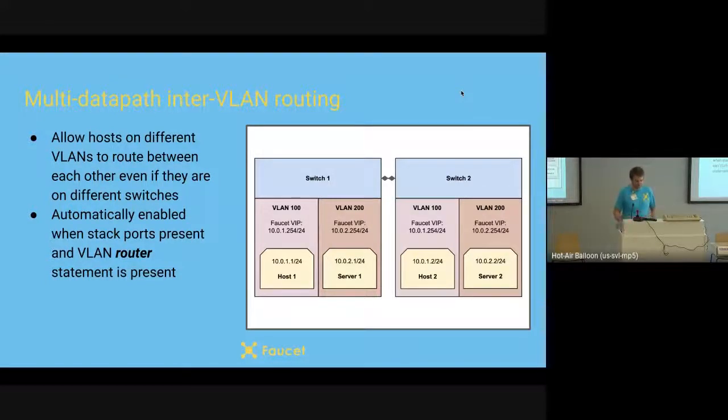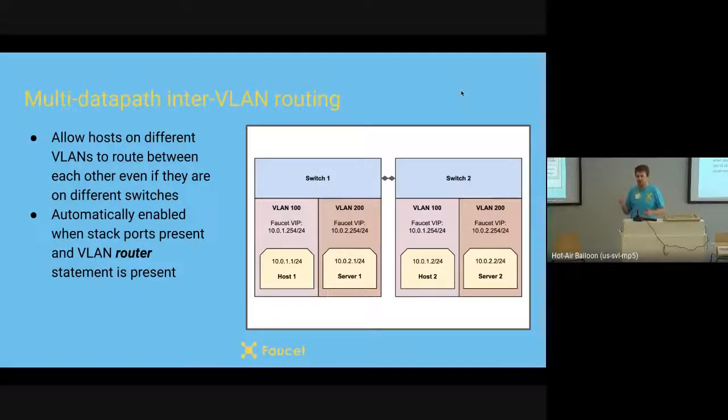Now I know that's a mouthful, but that's kind of what it ends up being. And so now what we can do is we can have a copy of that switch 1 and have another switch 2 with the same sort of VLAN structure on it, or it can be a different VLAN structure, it doesn't matter. And you can have a stack link between there, and now Faucet will automatically work out all the routes where they need to be and do that all for you. All you have to do is put that router statement in there, and Faucet does the rest.